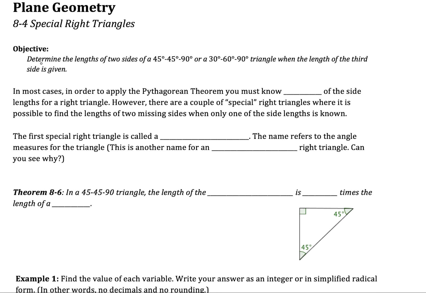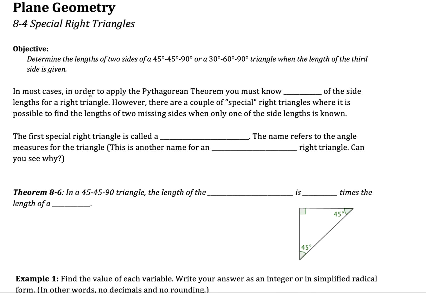By the end of this video, we will be able to determine the lengths of two sides of a 45-45-90 or a 30-60-90 triangle when the length of the third side is given. So that's what we're looking at doing by the end of this video. So first, a little introductory information here.